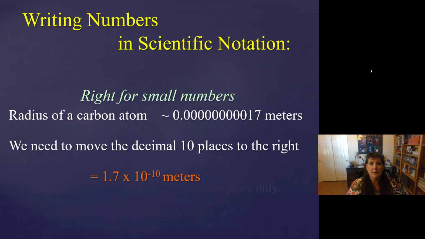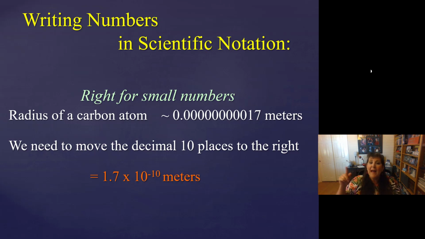Moving on. We're going to write numbers in scientific notation now for small numbers. We move the decimal to the right for small numbers. So the radius of a carbon atom is about, oh boy, 0.0000000017 meters. Goodness, that's a lot of zeros. So again, there's got to be a better way to write this number.